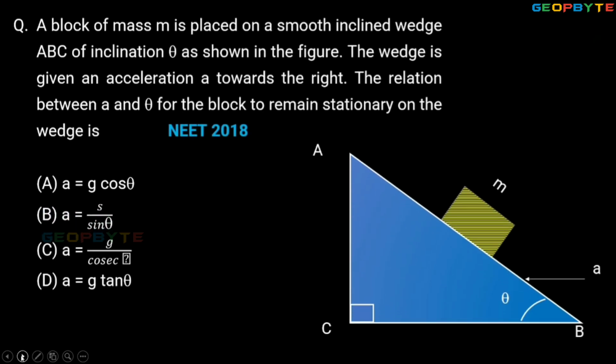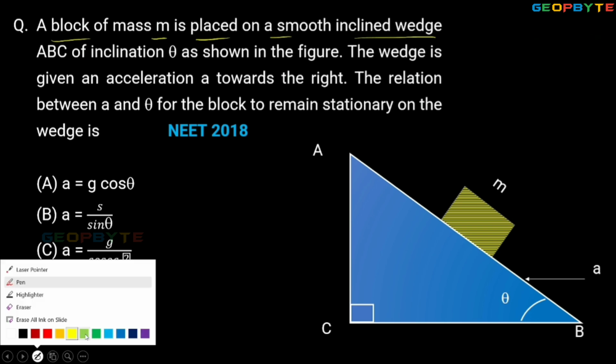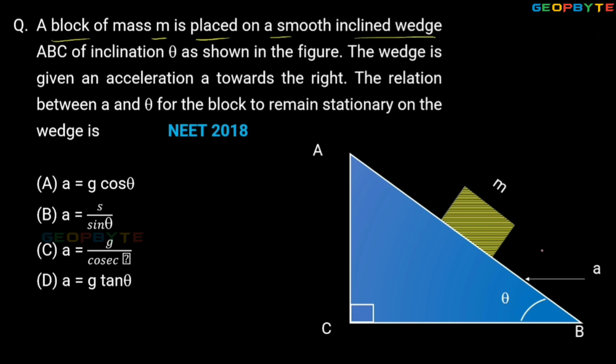Try to read it clearly. It is asking like this: a block of mass M is placed on a smooth inclined plane. Look at the smooth inclined plane. Let me write it. This is the smooth inclined plane.